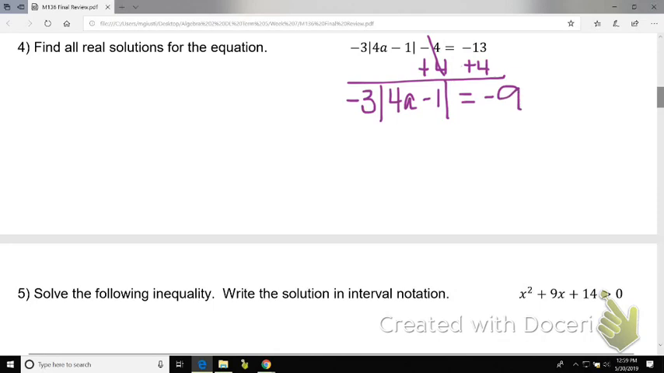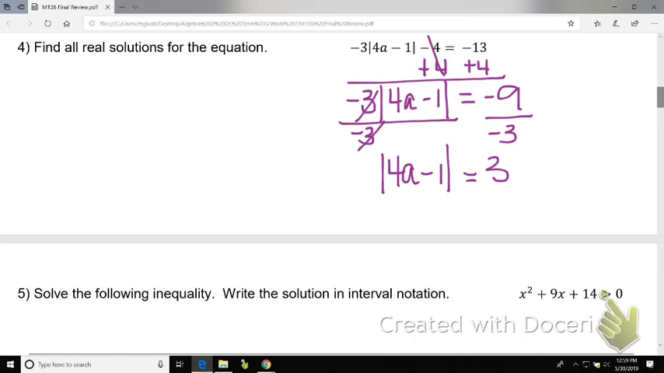Then what? Divide by the negative 3 that's out front. And we have the absolute value of 4a minus 1 equals positive 3. And now do you remember what to do once those bars are isolated? No, I forgot.